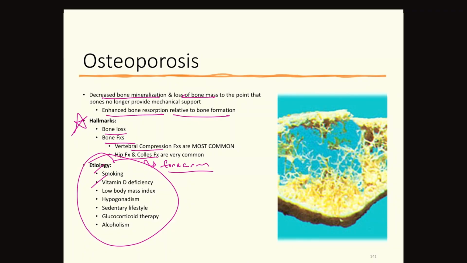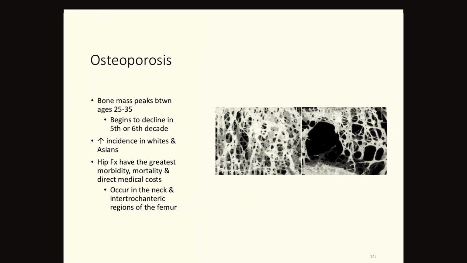Hypogonadism. What are we missing with hypogonadism? Is that important for bones? Estrogen. So we have hypogonadism. Testosterone is important as well, but estrogen is more. Sedentary lifestyle. You're not moving, you're not stressing your bones, they're not going to get stronger. Glucocorticoid therapy, we talked about that with the cortisol. And alcoholism will also result in reduced bone mineral density.